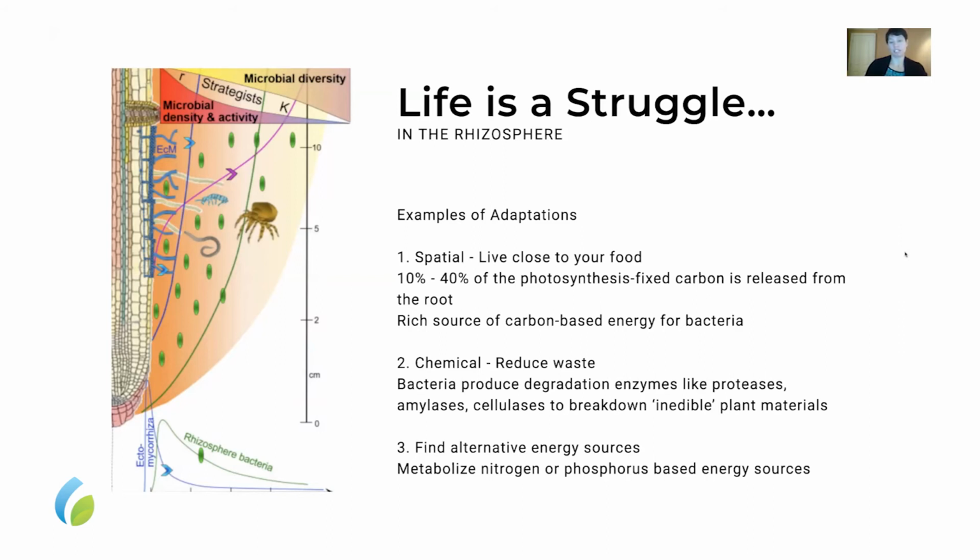Another development is finding alternative energy sources altogether. So sometimes there's just not enough carbon, or there's just not enough usable carbon, or there's just too many people trying to source the carbon. So what the bacteria in some instances are able to do is change their metabolic pathways or even employ completely different metabolic pathways so that they can use other sources for energy, such as nitrogen, maybe phosphorus. There's even some sulfur using bacteria out there as well.